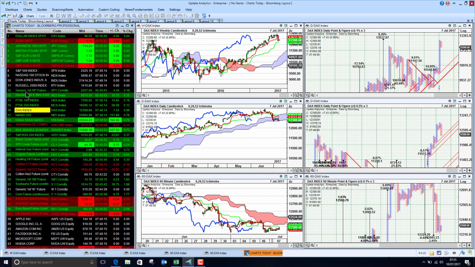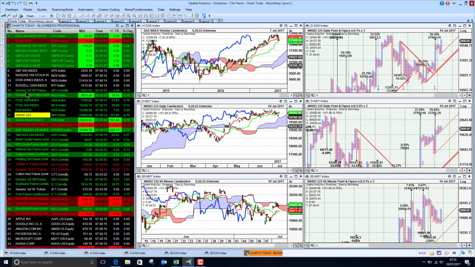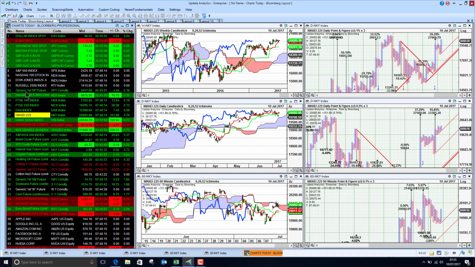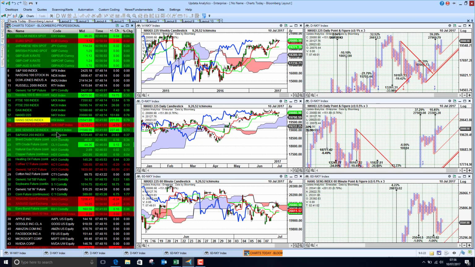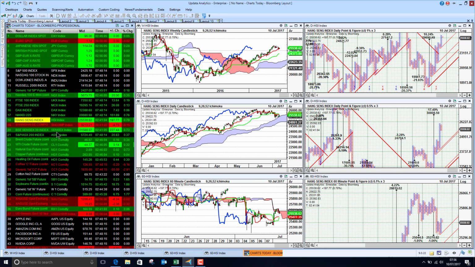The DAX, much the same picture, below the cloud short term, so that's key as well. The Nikkei was bearish below the cloud as well, so markets really mostly looking the same, and the Hang Seng also bearish below the cloud. Up 0.8% this morning though, so we are seeing a recovery in Asia.